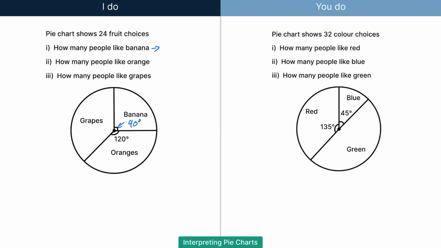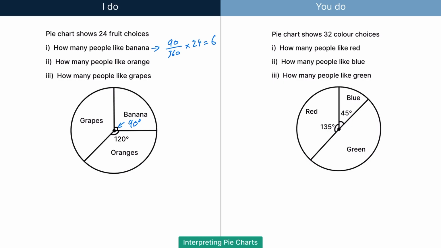What fraction of the pie chart is banana? Well, as a fraction, that would be 90 out of, we know a circle adds up to 360. So as a fraction, it's that. We're then going to multiply that by how many fruit there are to get our answer. So as a fraction, we have 90 over 360, which is a quarter, which then becomes 6. So 6 people like banana.